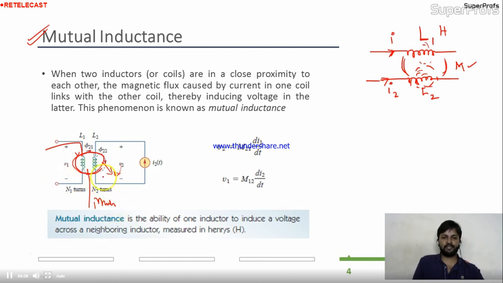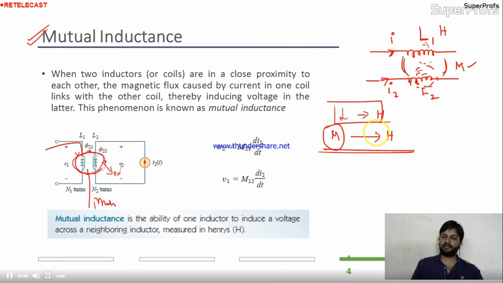They are sharing one inductance, that is the mutual inductance. So mutual inductance is the ability of one inductor to induce a voltage across a neighboring inductor, measured in Henry. The unit is the same for inductance and mutual inductance. For L, the unit is Henry. For the mutual inductance M, the unit is Henry. L is the inductance of a separate single coil. M is the mutual inductance, or I can say the inductance shared by the two coils. Okay, so this is about mutual inductance.